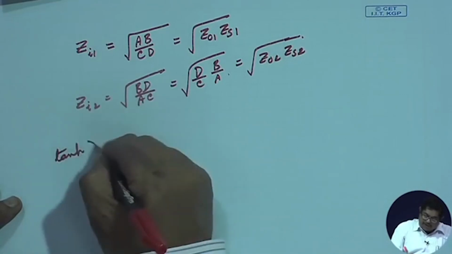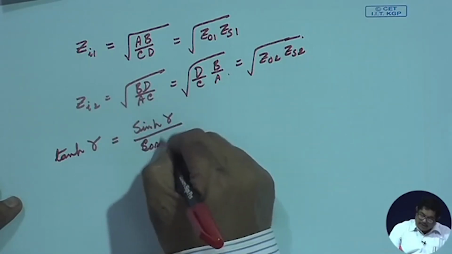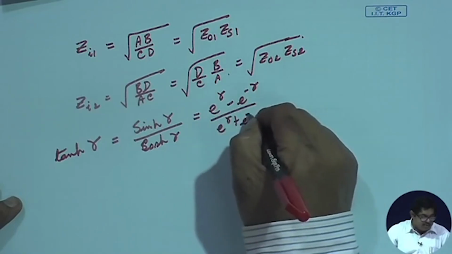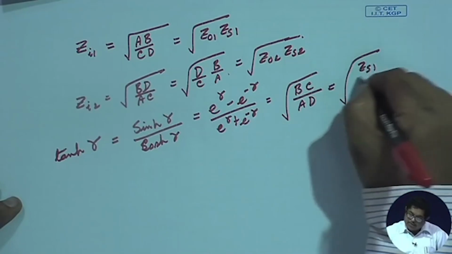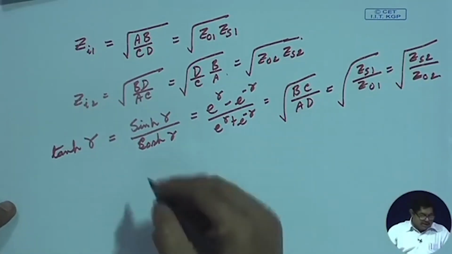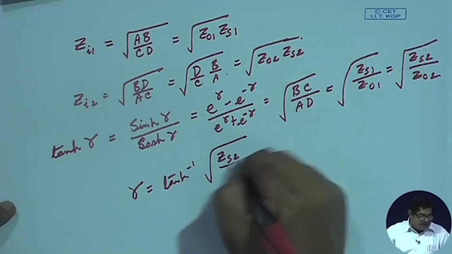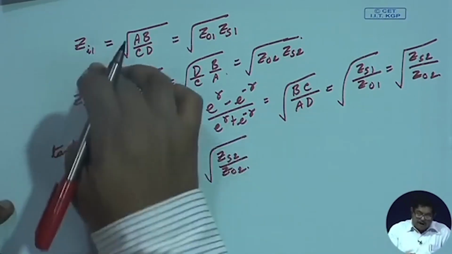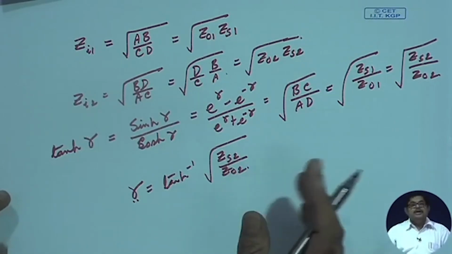And you see what is tanh gamma, tan hyperbolic gamma. All of you are familiar with hyperbolic functions. So, this is e to the power gamma minus e to the power minus gamma by e to the power gamma plus e to the power minus gamma, and that is nothing but root over BC by AD, that is root over ZS1 by ZO1, or ZS2 by ZO2. So, you see that gamma can be expressed completely in terms of short circuit and open circuit measurements. So, I can measure image impedances by open circuit, short circuit measurements. I can also measure gamma by open circuit, short circuit measurement.